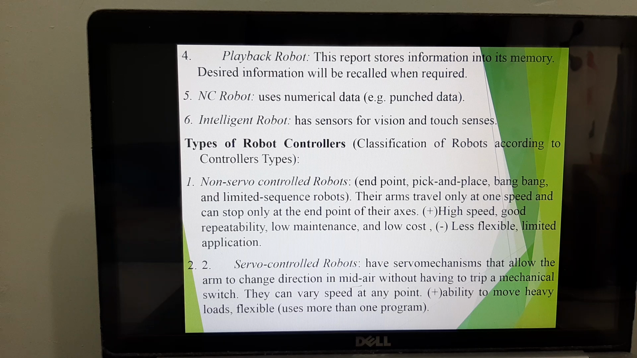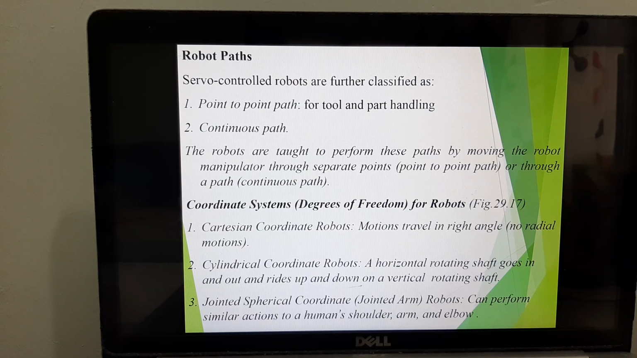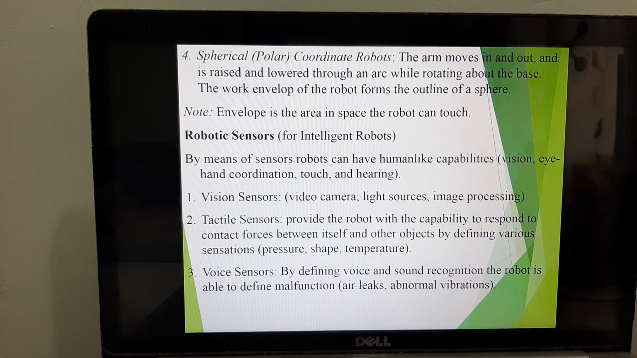Then you have intelligent robots. Intelligent robots have sensors for vision and touch, so they behave like a human. Robotic sensors have human-like capabilities. It has vision sensors, it can see. Tactile sensors can touch, and it has voice sensors. If there is a defect, like a leakage, the robot will be able to detect it way long before a human can. That is intelligent robots.